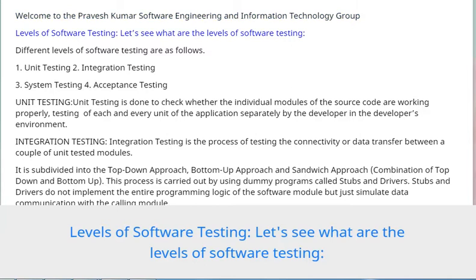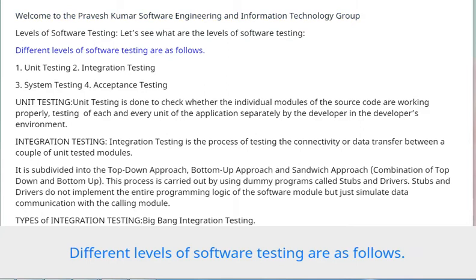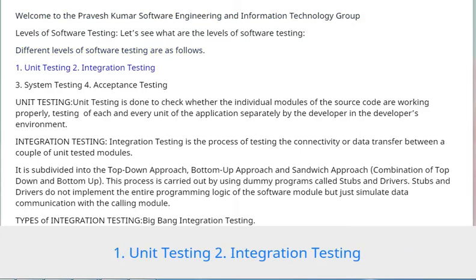Levels of software testing. Let's see what the levels of software testing are. The different levels of software testing are as follows: 1. Unit testing. 2. Integration testing. 3. System testing. 4. Acceptance testing.